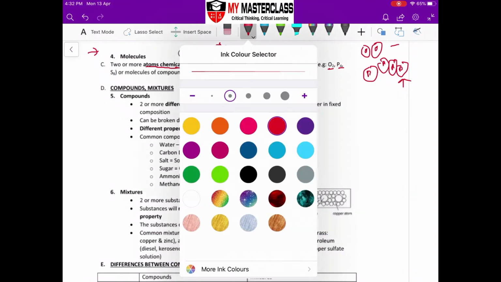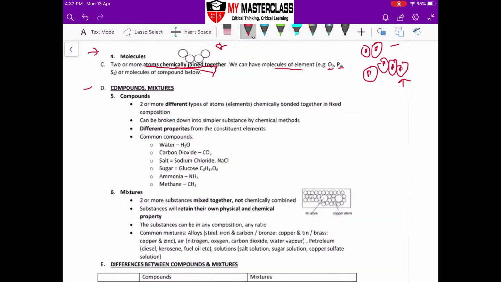Next thing we will look at is the compounds and mixtures. Okay, so compounds, what are they? They are two or more different types of atoms. Okay, keyword over here is different. Different types of atoms or different types of elements chemically bonded together in fixed composition. Okay, so different types of atoms or different types of elements chemically bonded together, right?